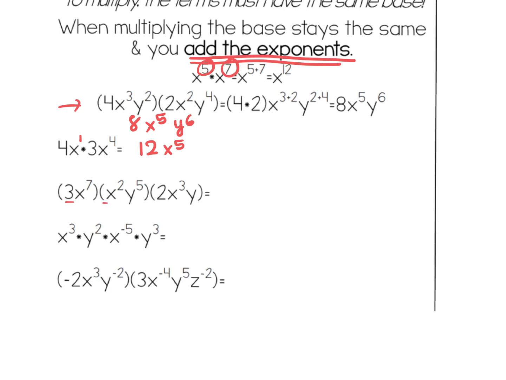3 times 1 is 3, times 2 will be 6 for the coefficient. X to the 7th, x squared, x to the 3rd, the total will be 12. Y to the 5th times y to the 1st will be y to the 6th.